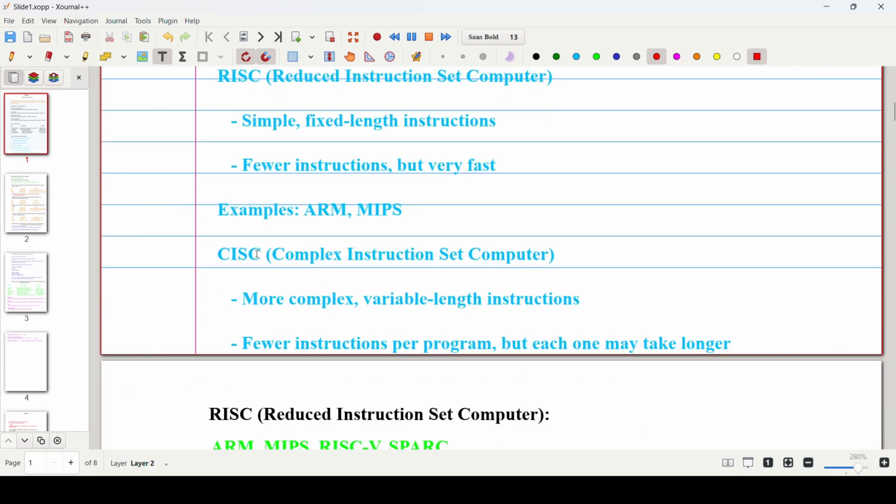The second one is the CISC architecture, which stands for Complex Instruction Set Computer. This type of architecture is used in laptops and high-end computing machines. It mainly consists of more complex instructions, variable-length instructions, and fewer instructions per program, but each instruction may take longer to execute.